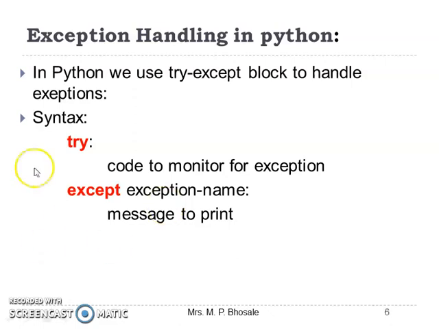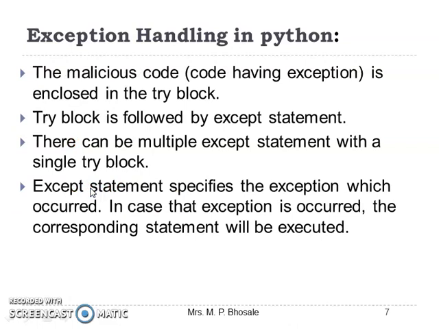In summary, the risky code or the code having the exception is enclosed in the try block. The try block is followed by the except statement which specifies the exception which occurred. In case that exception occurs, the corresponding statement will be executed. That means the except block will not always execute, but try always executes the statements written inside it. Except will execute only when an exception is thrown by the try block. That means the code within the try block is executing and if some exception occurs, then only the except block will execute. And for a single try block, there may be multiple except blocks present.